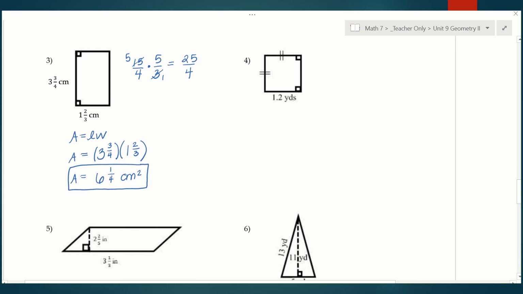Okay, and again, if you were to use your calculator and you were using the ABC button, you would have gotten the same thing. All right, number 4, we have another square.